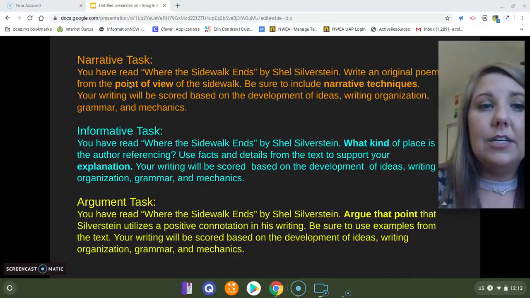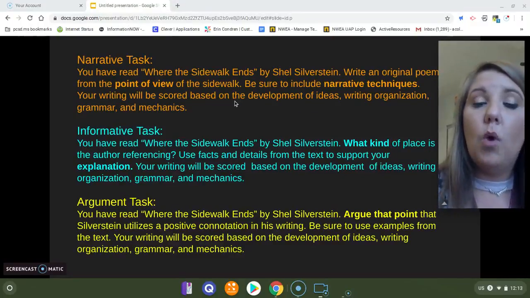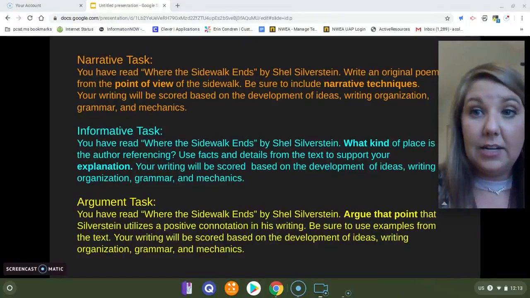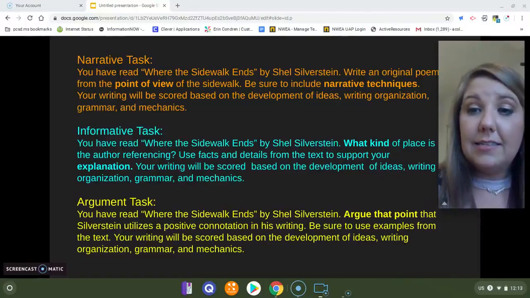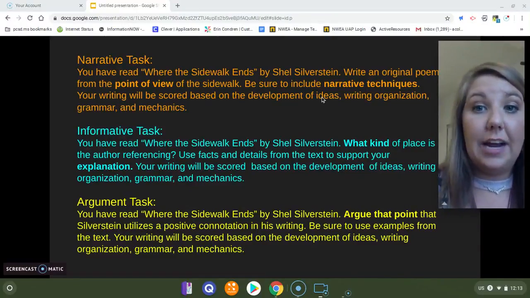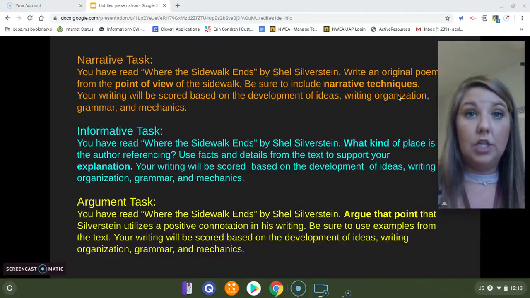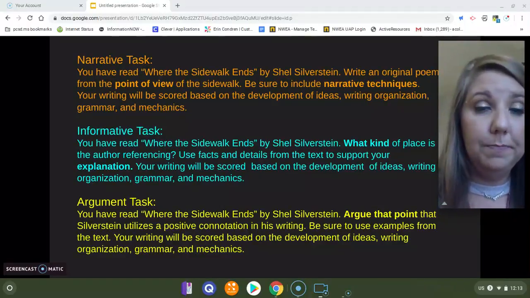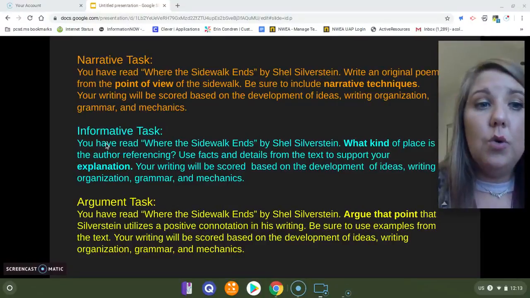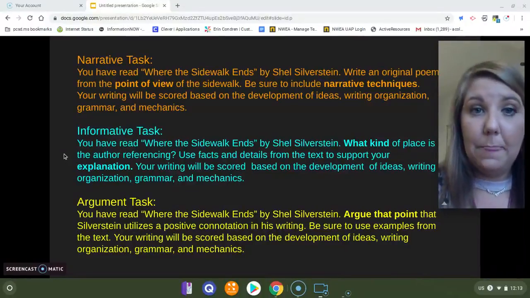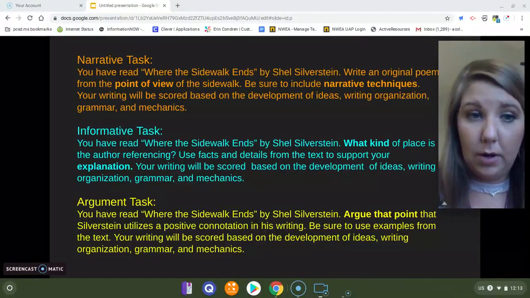Notice that it's asking you to write from the point of view of someone else. That is always a narrative standard, okay? So you know if you see point of view, it's narrative writing, okay? Also, it's asking you for narrative techniques, so that should let you know that you are doing narrative writing as well. Next, we'll move on to the informative task on the same text, on the same poem.